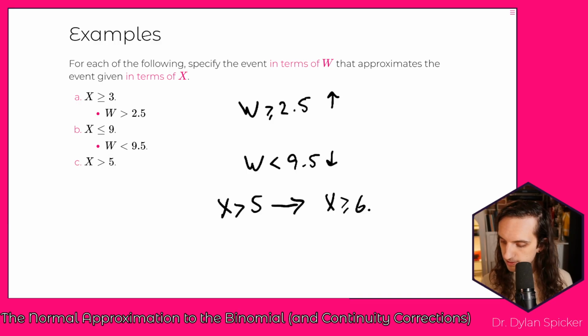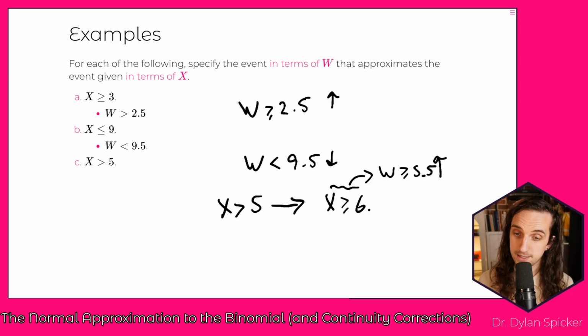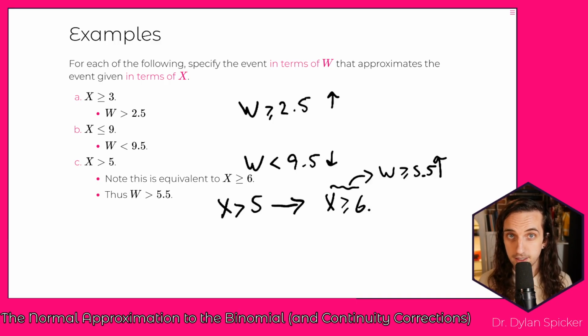And now once we know x is greater than or equal to 6, it's the same type of event as in A. What we want here is w to be greater than or equal to 5.5, right? Because then we round up to being greater than or equal to 6. And so this is equivalent to x being greater than or equal to 6, thus w has to be greater than 5.5. Right?